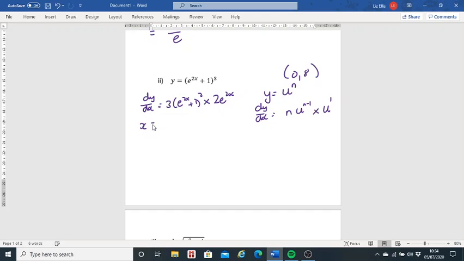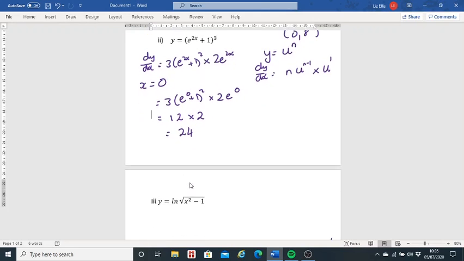Now I'm told to make x equal to 0 because that's the point I want. So I get 3 times e to the 0 plus 1, squared, times 2e to the 0. Well, this is going to give me 1 plus 1, which is 2. 2 squared is 4, so that gives me 12. e to the 0 is 1, so it's 12 times 2. So the answer is 24.